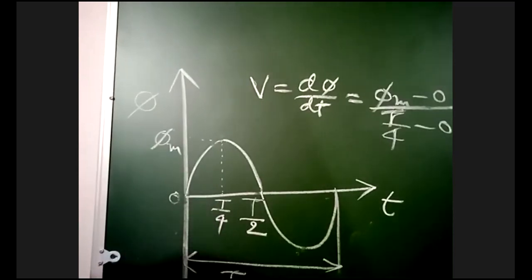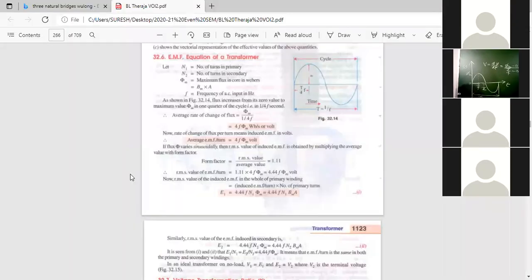Now I'll show the textbook. See here, the average rate of change of flux. This is whatever I have written on the board, that is the average rate of change of flux. V average is equal to d phi by dt.